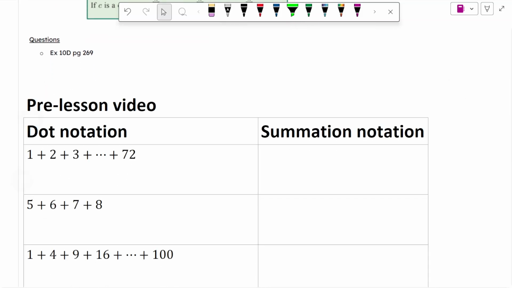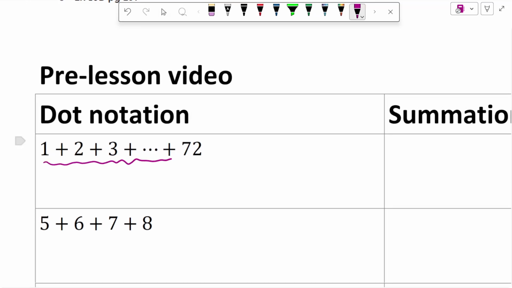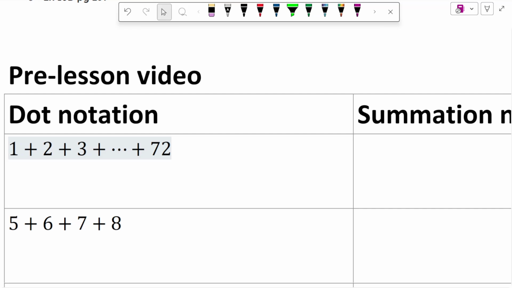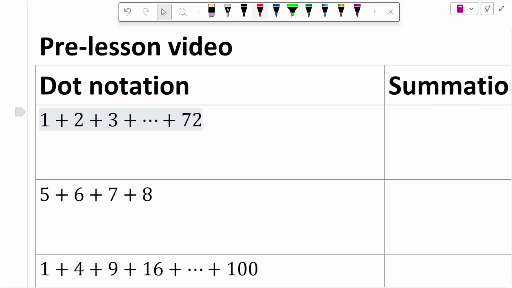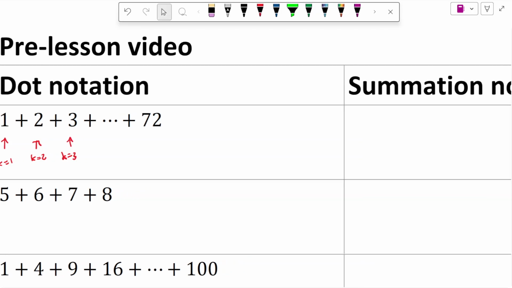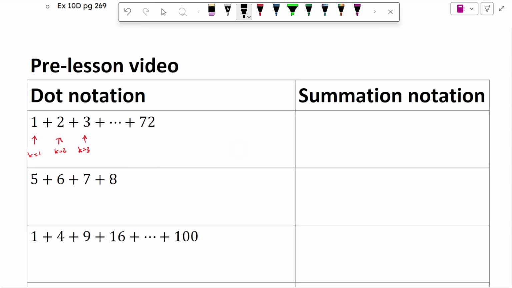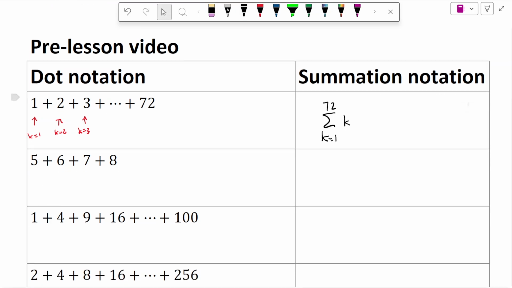So we could use sigma notation to write something like this really long sum here, 1 plus 2 plus 3 plus 4 plus 5 plus 6, all the way up to plus 72 at the end. So what we tend to do is have an indexing variable. We tend to call it k. So for that term, k is 1, for that term, k is 2, for that term, k is 3, and so on. So really what we want to do for this sum is write it as the sum of just k, and k is going to start at 1, and it's going to end at 72. That's how we'd write that sum there.